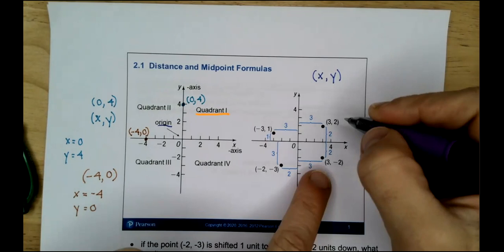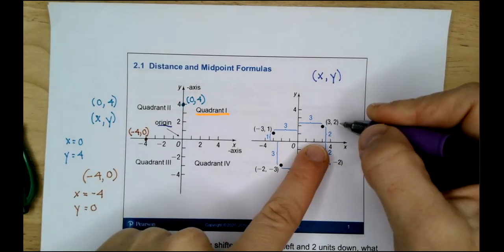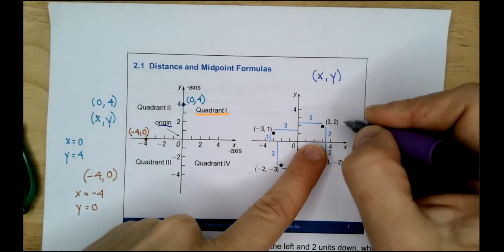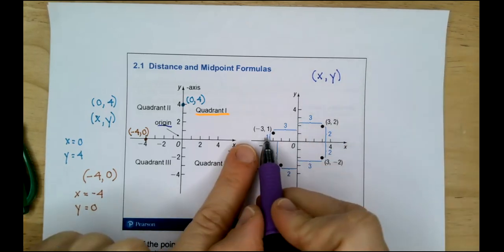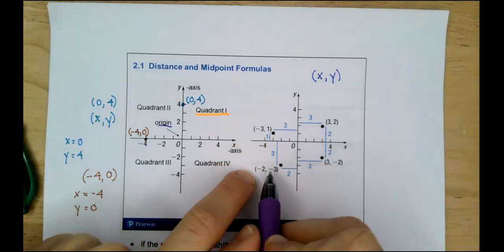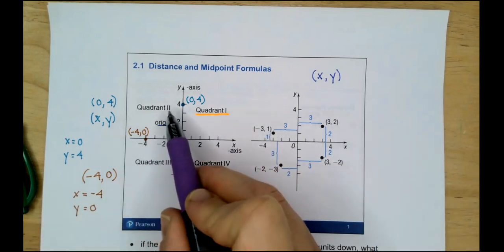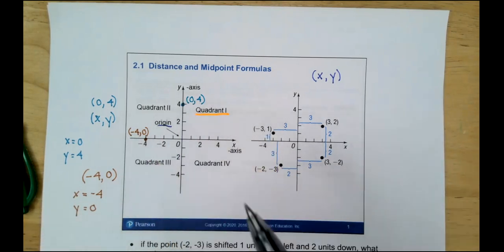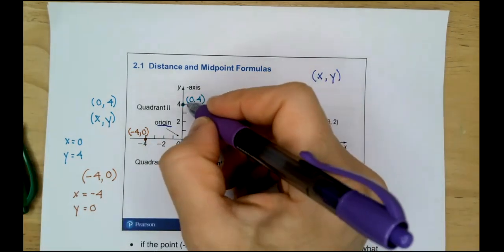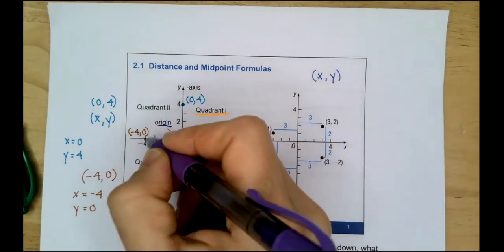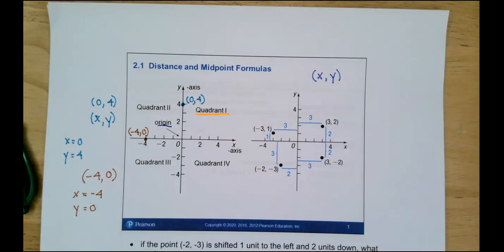Other things. What quadrant is 3, 2 in? This is in quadrant 1. This one's in quadrant 2, this one's in quadrant 3, and this one's in quadrant 4. These are not in a quadrant, they're on the axis. So we would say this is on the y-axis, this is on the x-axis, okay?